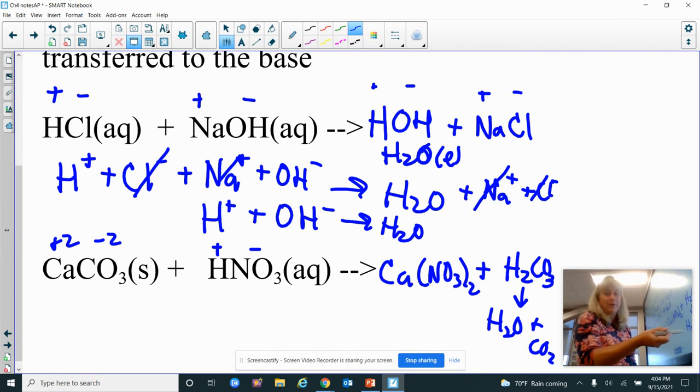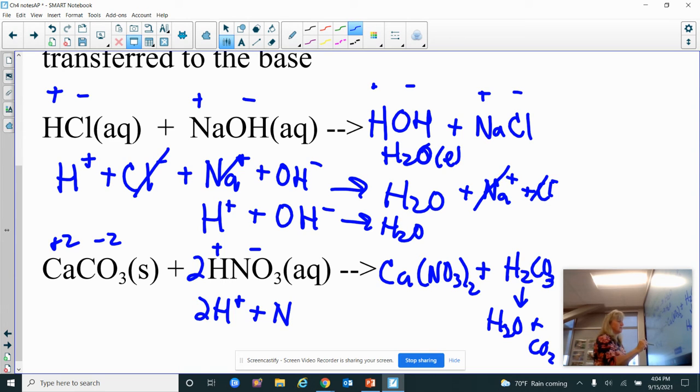So I do get water formed. It's just that in a double replacement, first the carbonic acid is formed, but then it breaks down to form water and CO2. And then this calcium carbonate is a solid, so it doesn't break up, but this would break up. And actually, we would need a 2 here to balance this. And so the calcium carbonate does not break up because it's a solid.